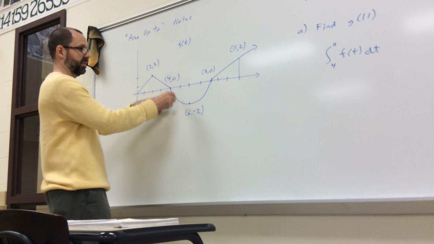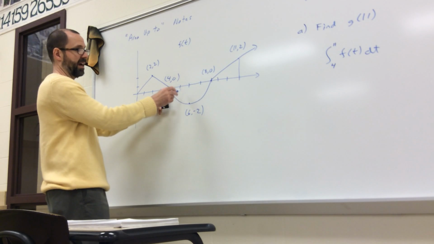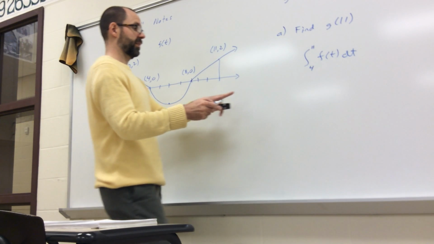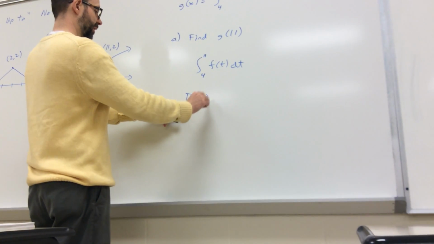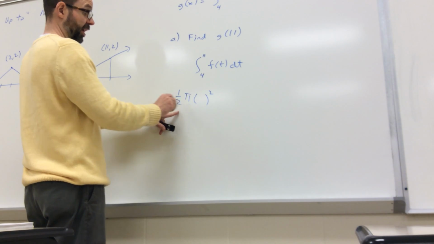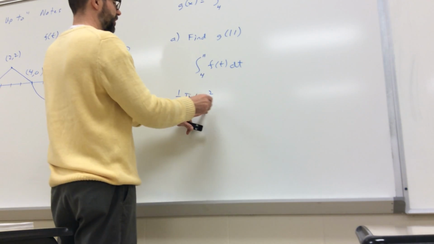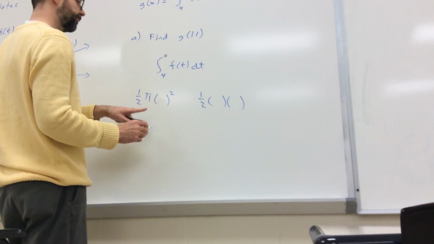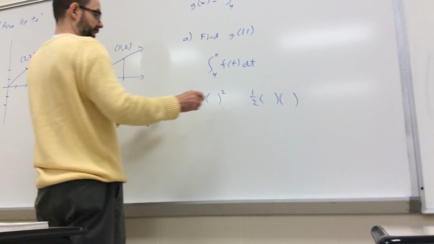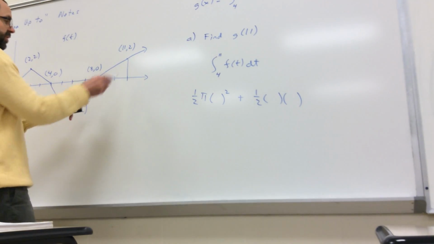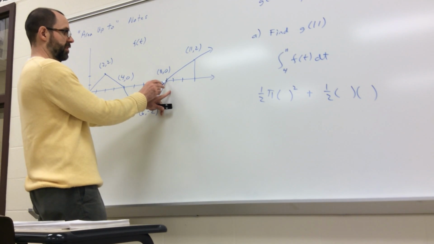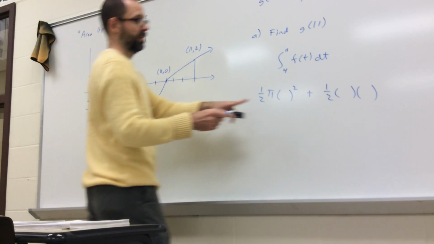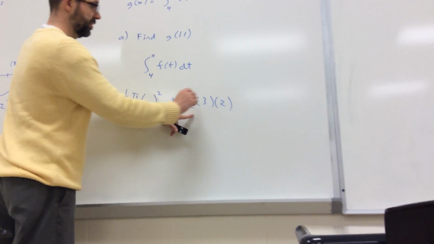So luckily, this is a nice shape that we can deal with. This is a half circle, and this is a triangle. So to find the area from 4 to 11, that's just going to be the pi r squared for the half circle, and then 1/2 bh for the triangle. And we're going to add those together. So let's look at the triangle first, because that's a little simpler. The base of the triangle is 3, 1, 2, 3, and the height is 2. So 1/2 times 3 times 2 is the area of the triangle.